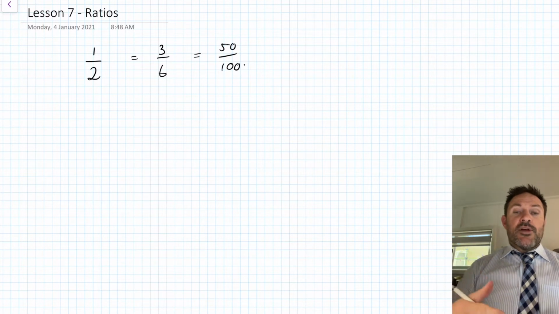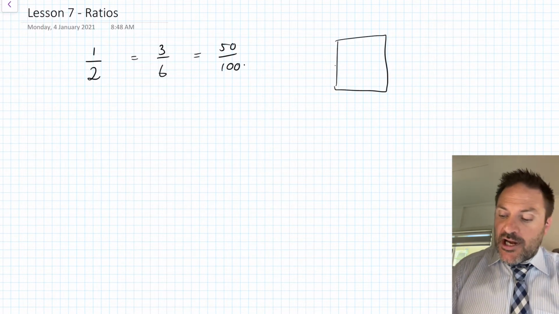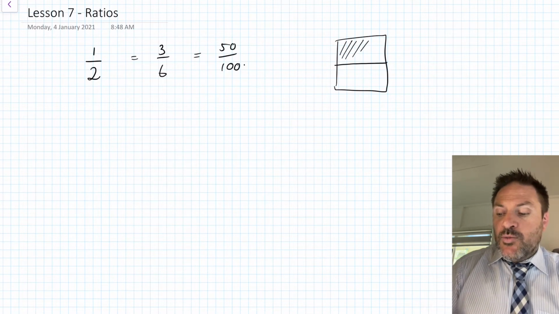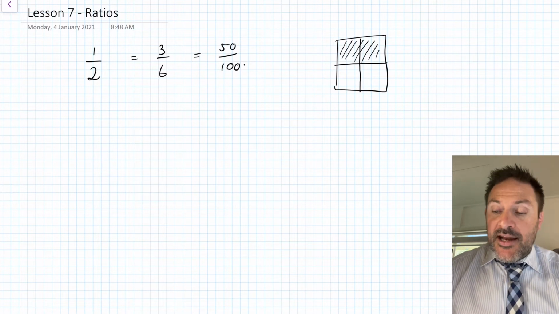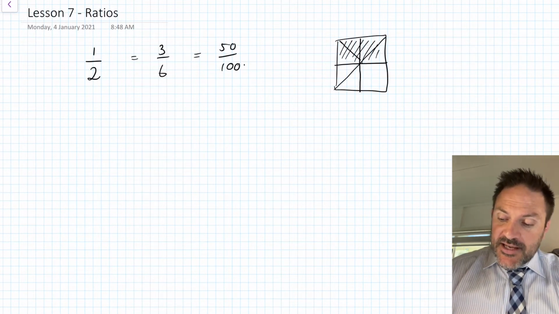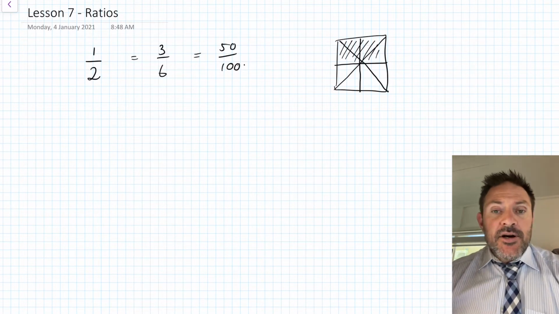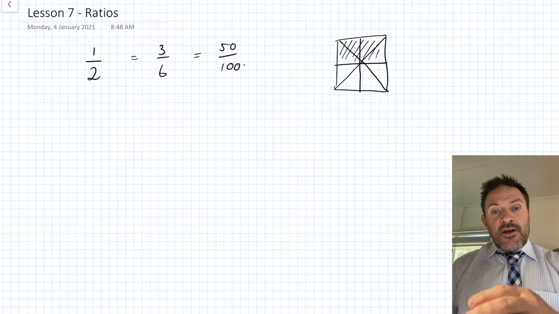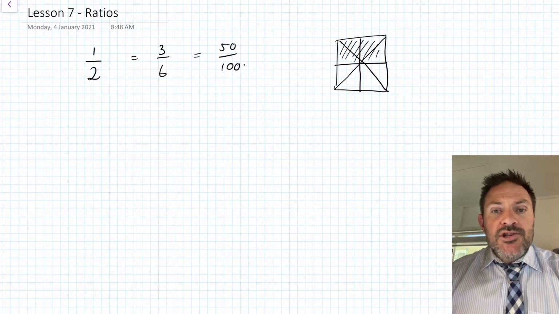Now, we could shade shapes as a fraction. So for example, we could have this shape and we could shade it into 1/2. We could put it into quarters by putting a line down, and now we have 2 quarters. Or we could put a line through these bits here, make it 4/8. It's still going to be comparing one part to the whole, right? And that's all a ratio does as well.